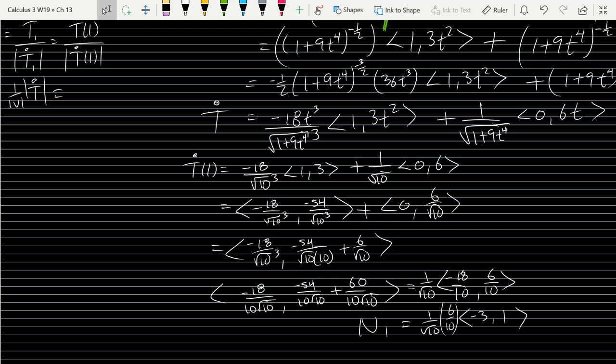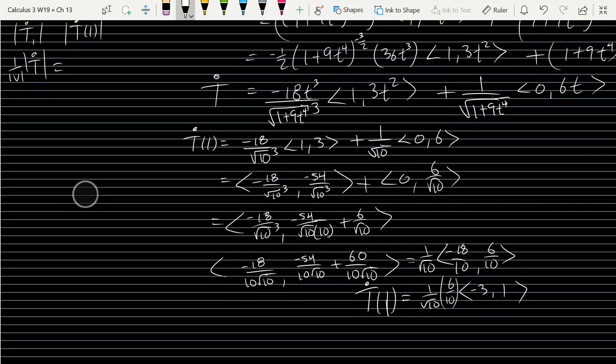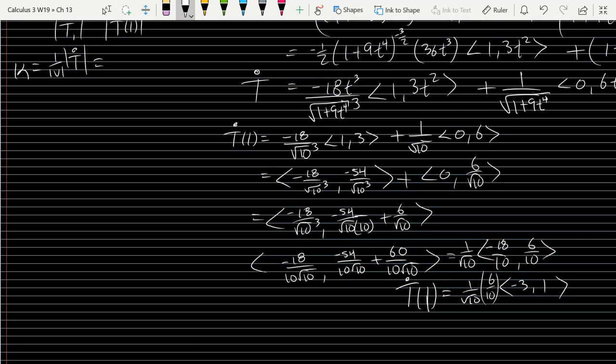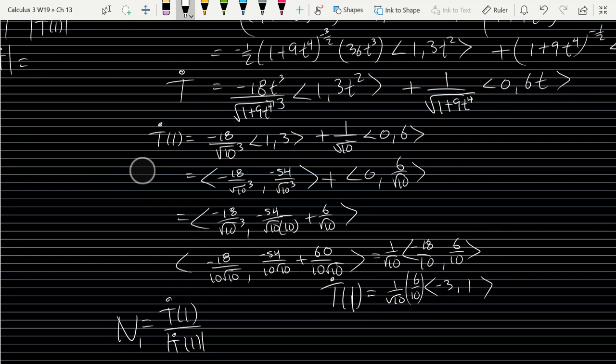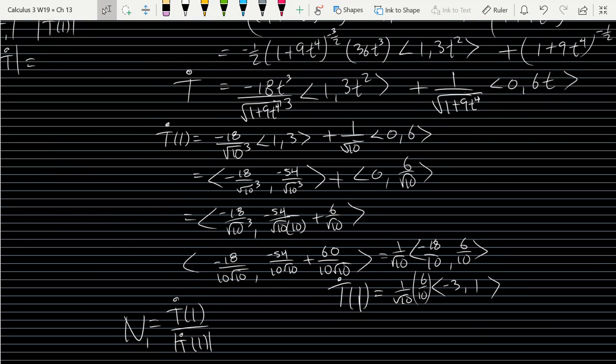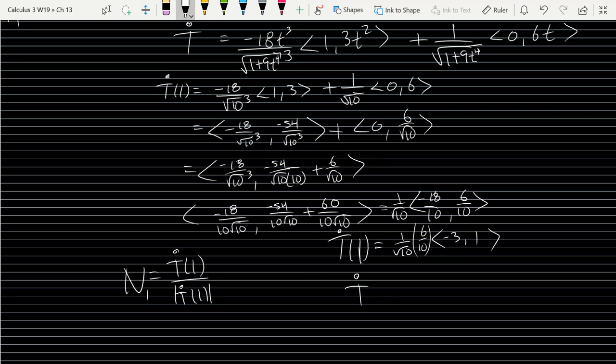Oh, wait. All that stuff we computed was just t dot. That was not n. That was t dot of 1. So n1 is t dot of 1 divided by t dot of 1 magnitude. That did not look like it had magnitude 1 right there. That was what I was worried about. All right, let's find the magnitude of this right here.